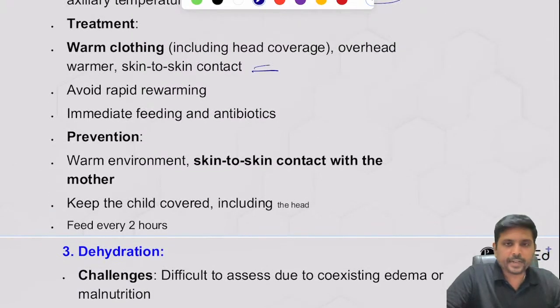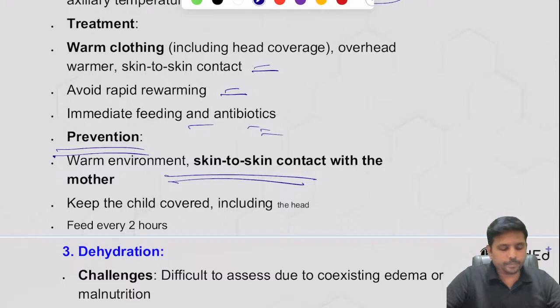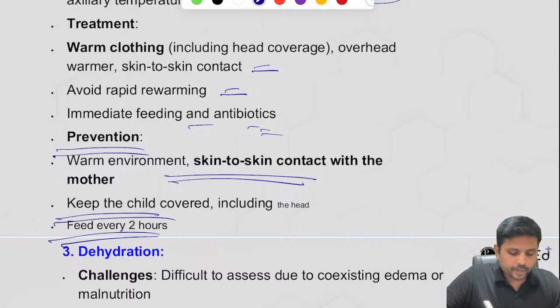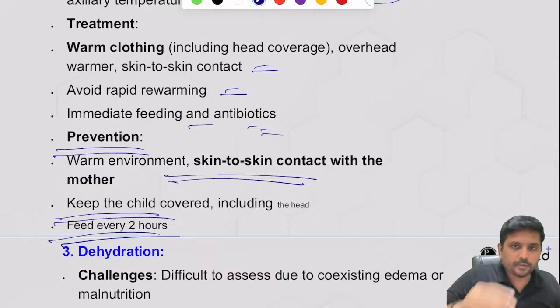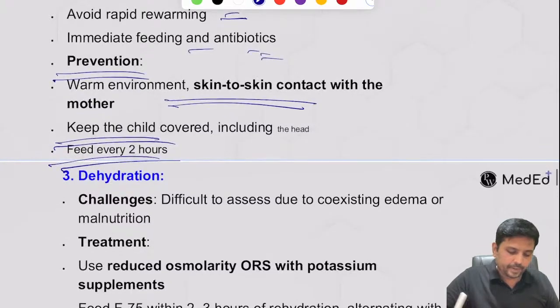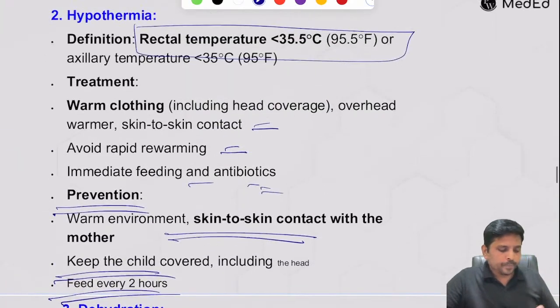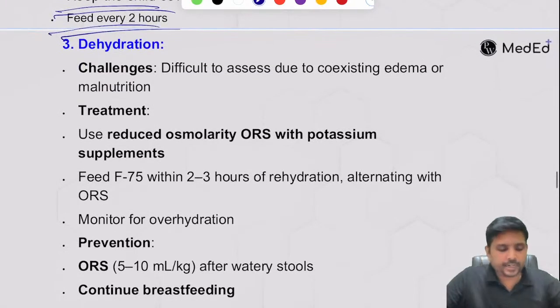Tender loving care, avoid rapid rewarming, immediate feeding, antibiotics, prevention, skin to skin contact should be seen. Okay, every 2 hours F75 formula can be given. Dehydration. So hypothermia. Okay, dehydration means you need to correct dehydration.